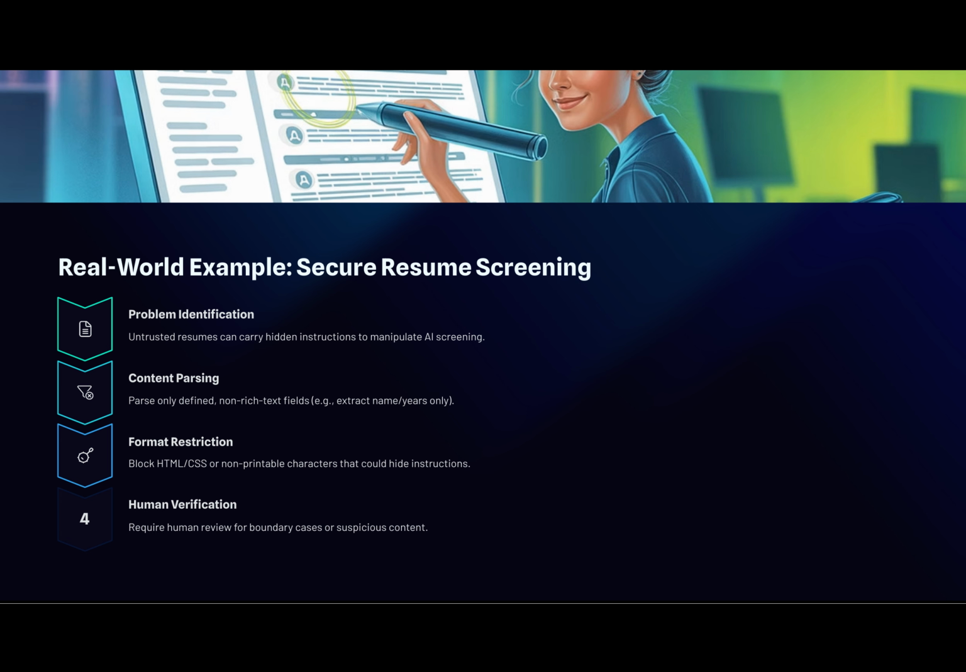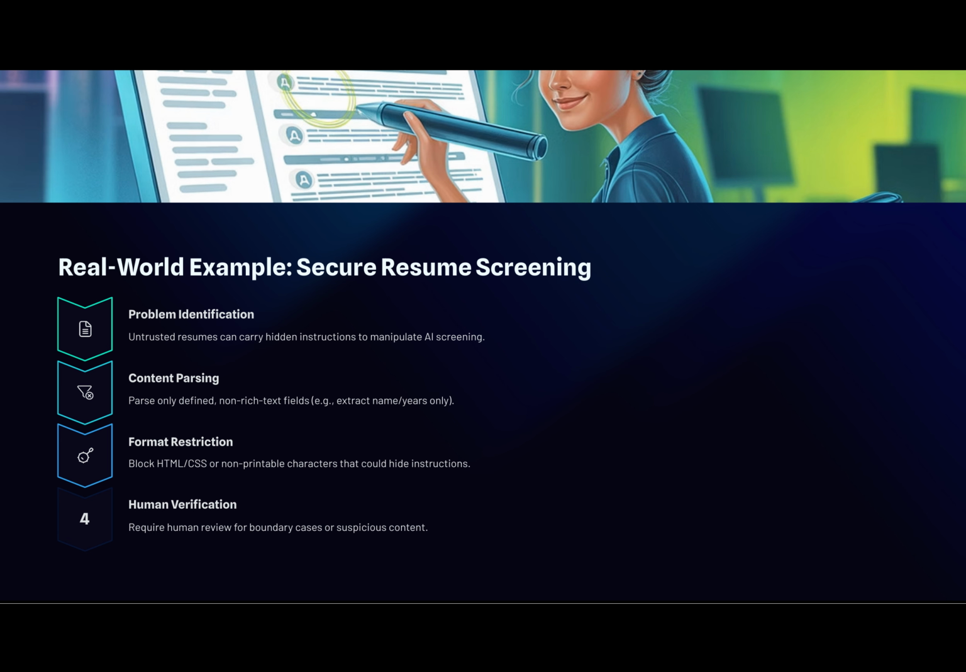Let's look at a real-world example of applying these security practices to an AI-driven resume screening system. First, the challenge: resumes are often treated as untrusted inputs, since applicants might embed hidden instructions or formatting to manipulate the AI screening decisions. This is a particular risk anytime large language models are used to parse application documents. To address this, we start with content parsing. The system should only extract clearly defined, plain text fields such as names or years of experience rather than processing the full document, which might include complex formatting or hidden data.